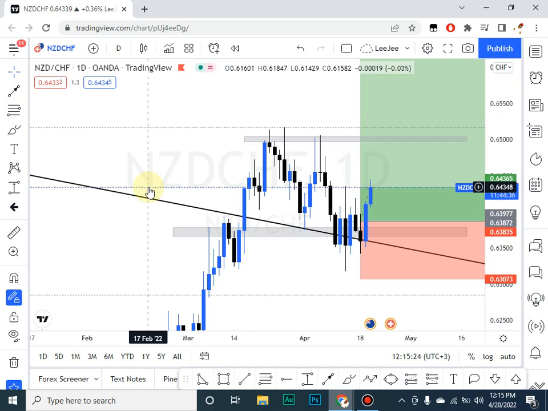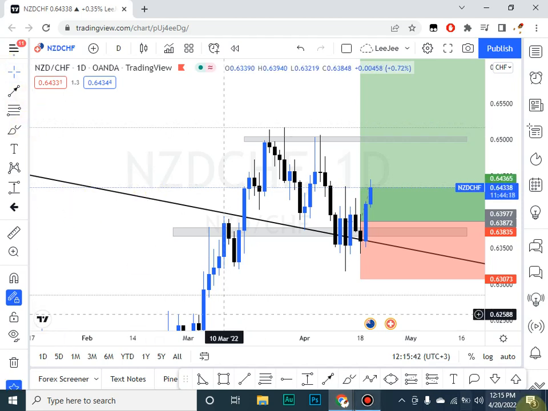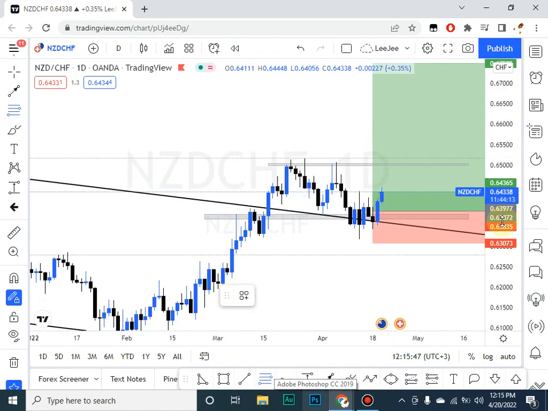Fibonacci, you have the Fibonacci moving average, popular chart indicators. So let me start by looking at the Fibonacci retracement tool over here. So this is how it looks like.